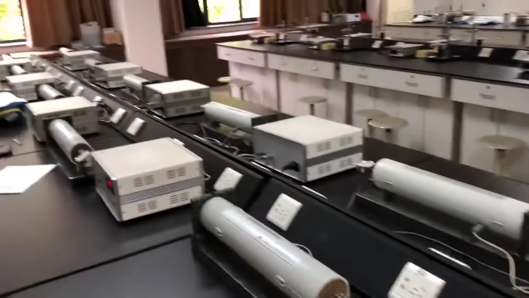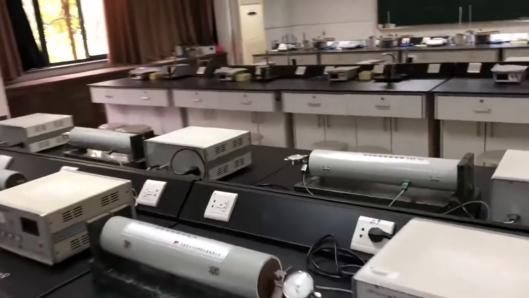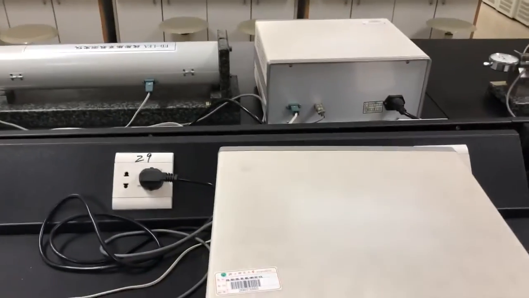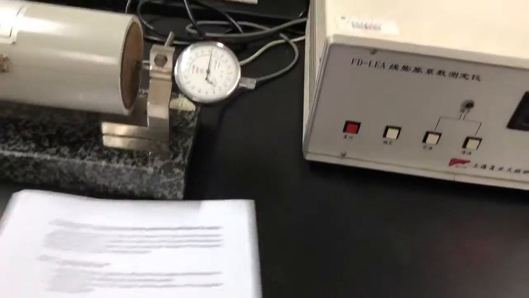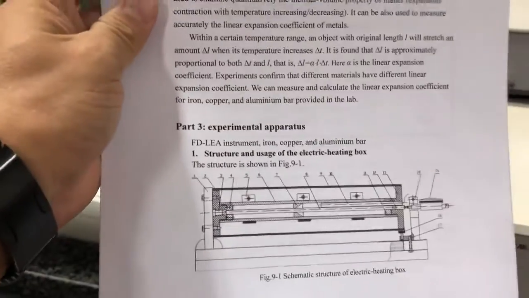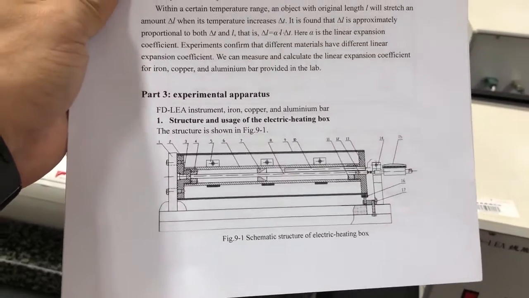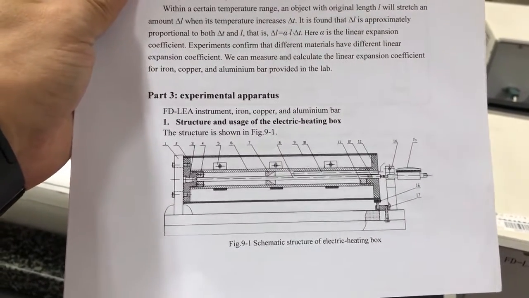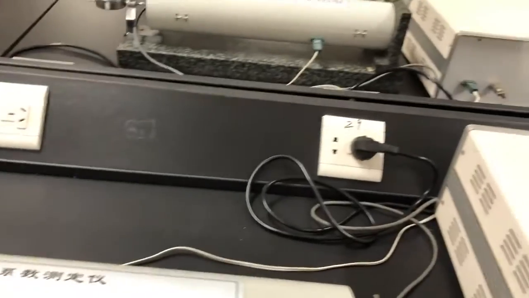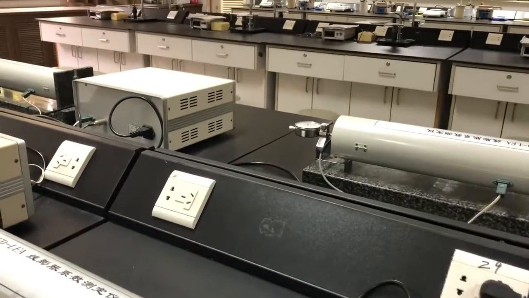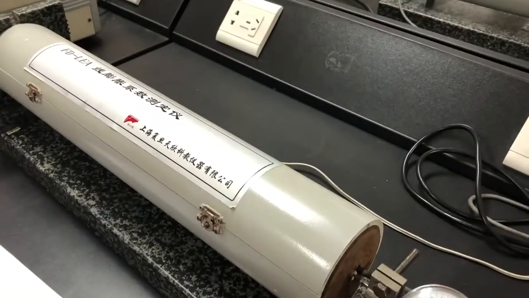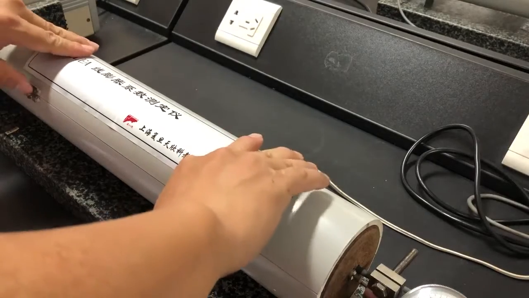So dear student, this is the experiment to measure the coefficient of linear expansion for solids, okay? This is the lecture notes, and if you look at the lecture notes, we have this diagram for our device. This box is for this diagram, okay? Let's put my camera here and show what's inside.